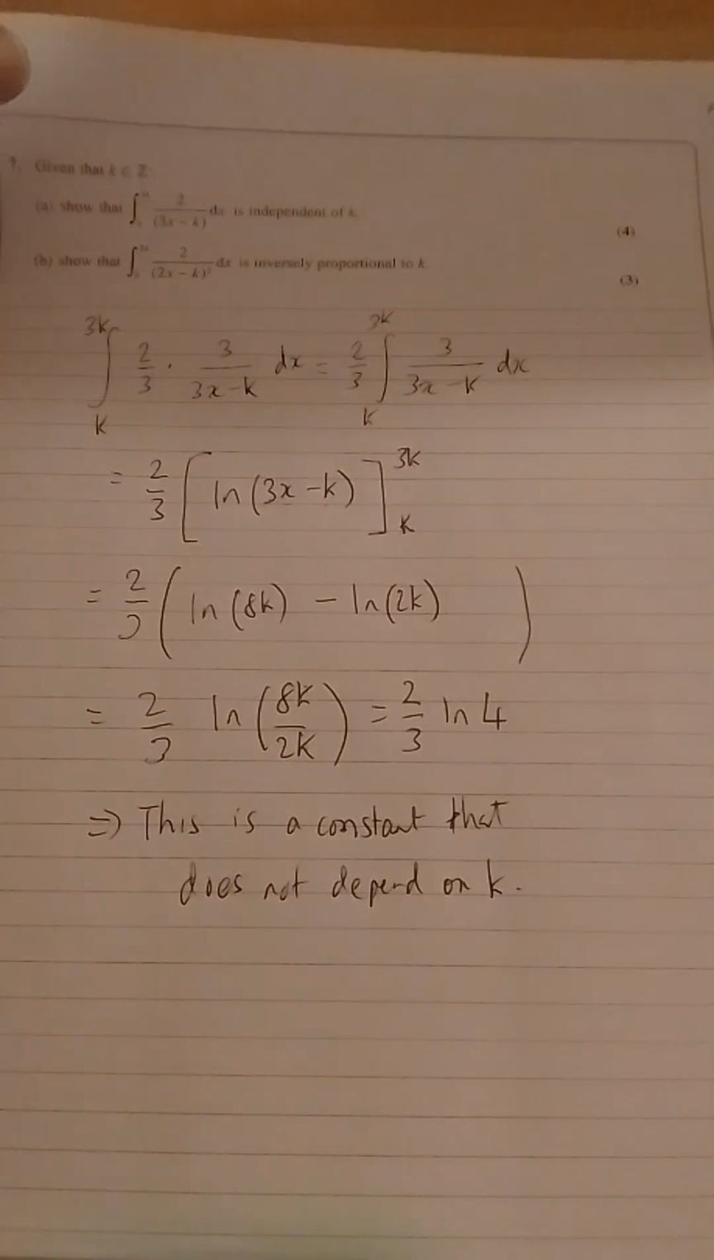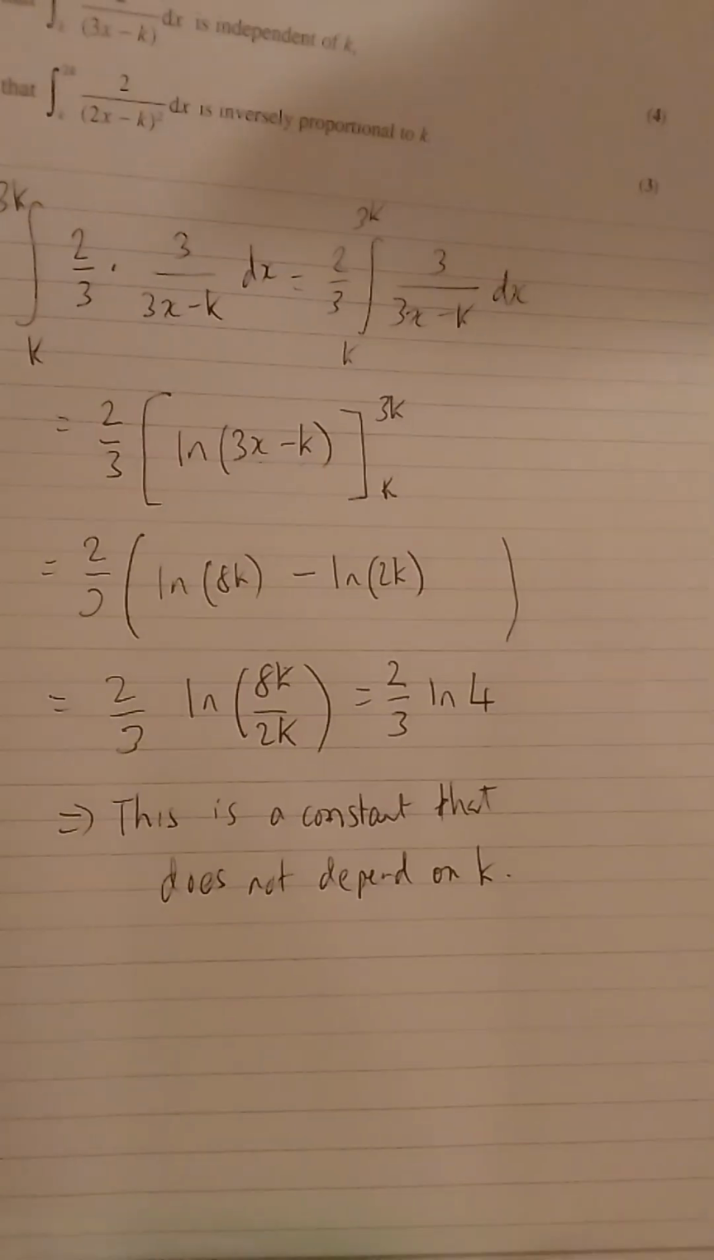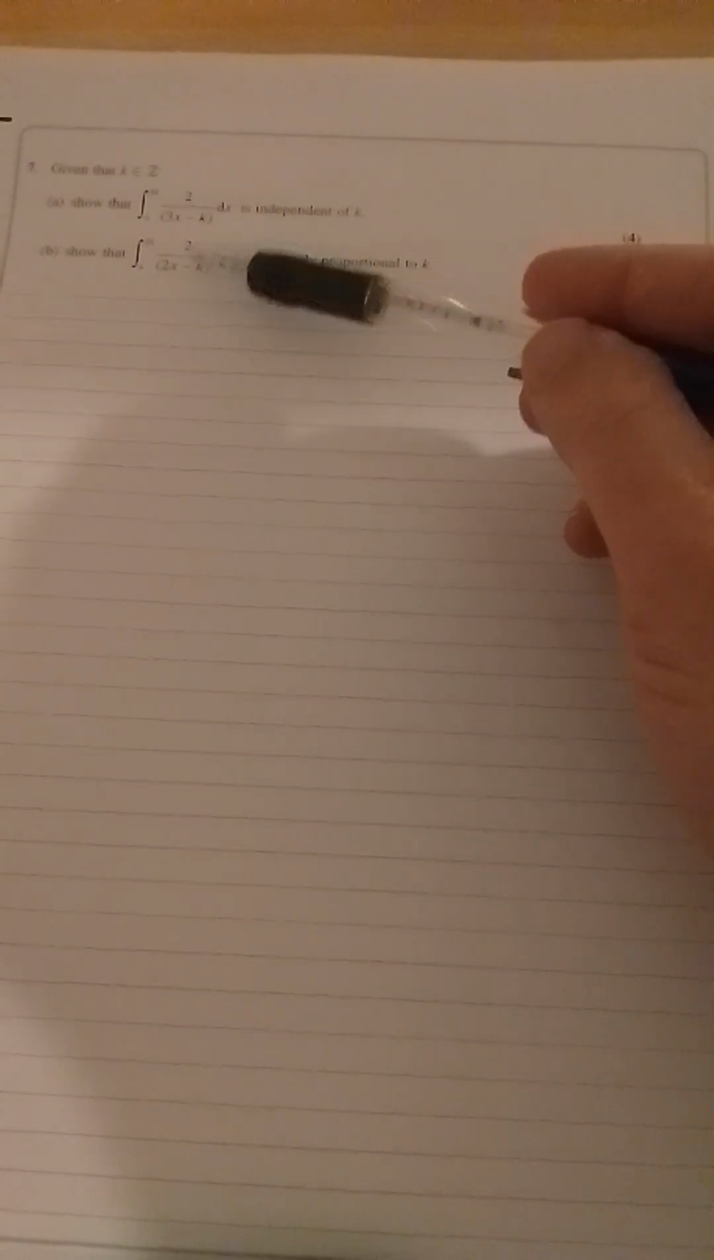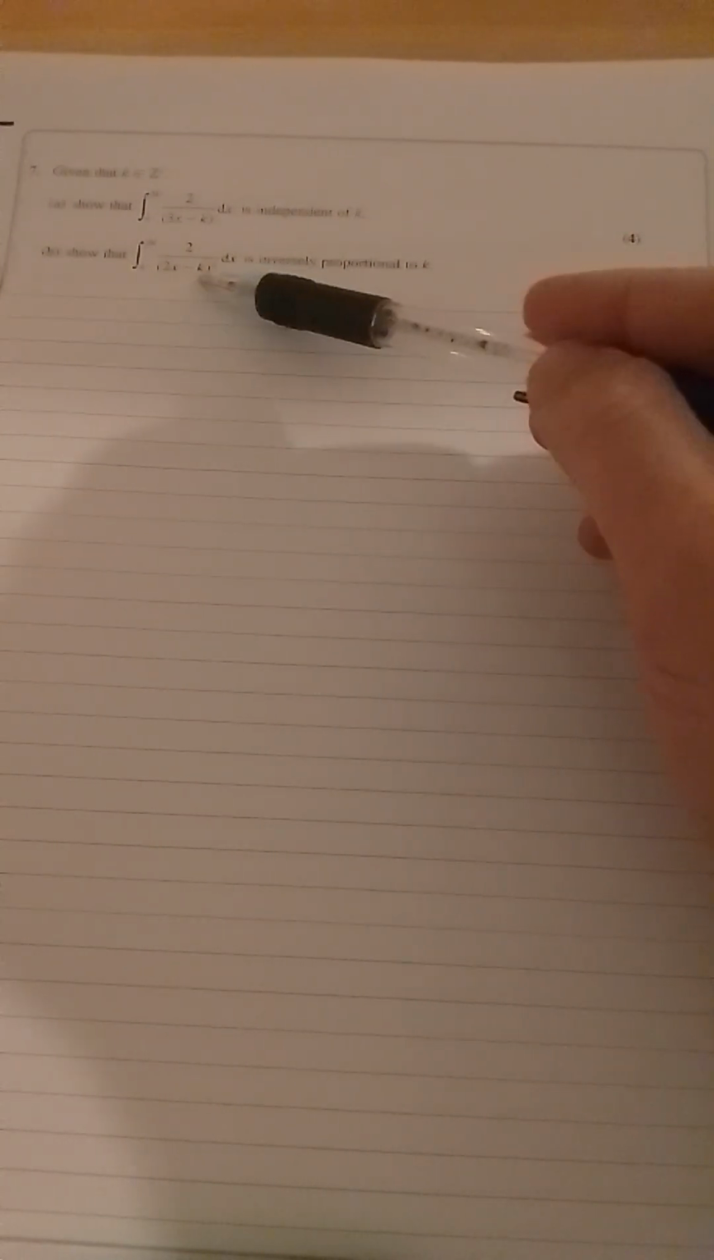Okay, now we're going to look at the second part of the question, which I've put on a separate sheet. I've duplicated the question so you can still see the question while I'm working on the answer. And we have a slightly different integral here. The limits here are k and 2k. We have 2 over this bracket which is squared, 2x minus k squared. And what we want to do is show it's inversely proportional to k.